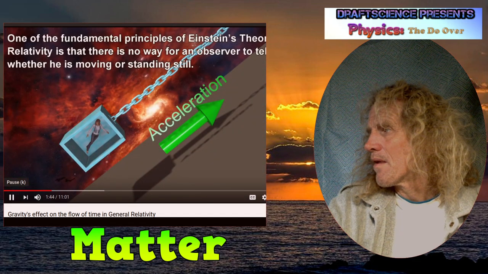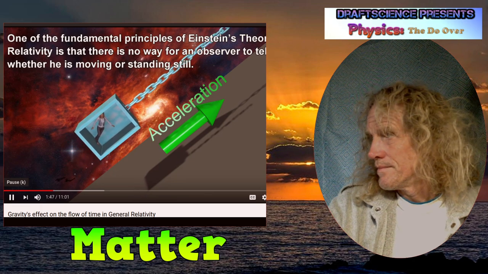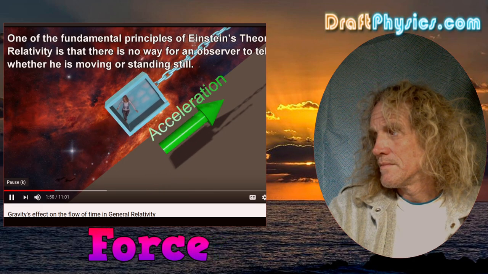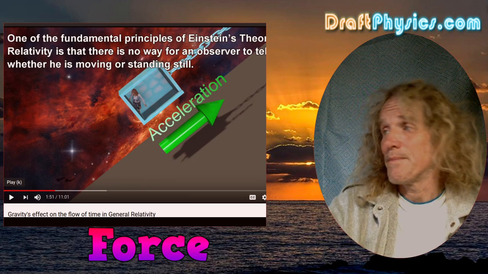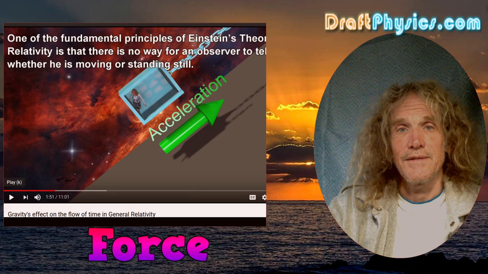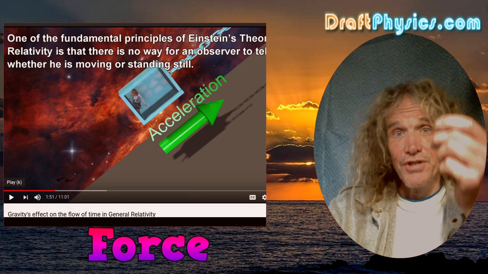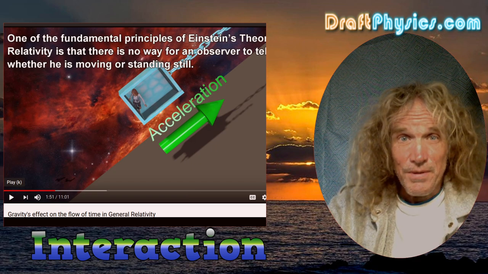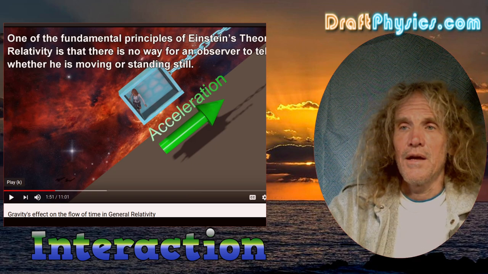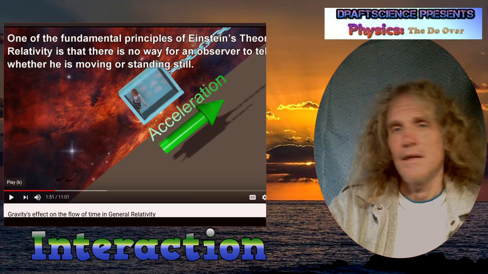One of the fundamental principles of Einstein's theory of relativity is that there is no way for an observer to tell whether he is moving or standing still. Right. In gravity. He's clearly capable of knowing it when he's sitting in his chair feeling the Earth pushing him back up. So again, this is stupid. Of course he can know. He can look out the window and see. He can do lots of things.